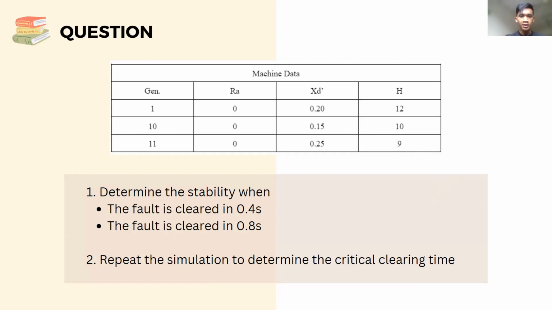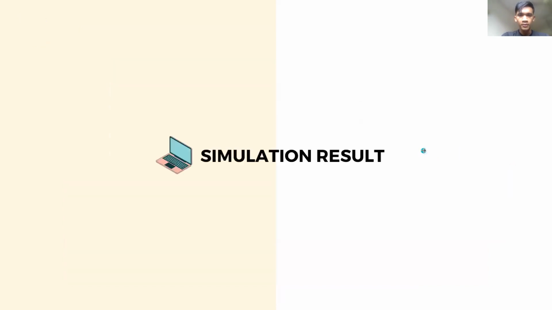So the first question is to determine the stability when A, the fault is cleared in 0.4 second, and B, the fault is cleared in 0.8 second. The second question, repeat the simulation to determine the critical clearing time. So now I will proceed to the simulation results.